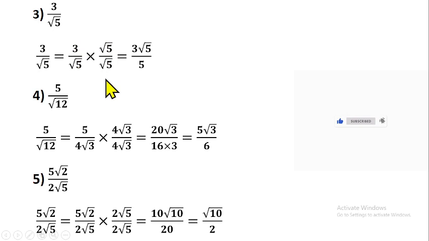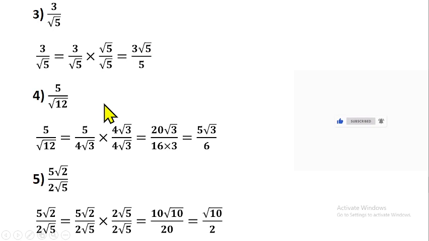Do you understand that now? So you are using this root 5 to multiply up and down. So what's 3 times root 5? That's 3 root 5. So root 5 times root 5 equals what? 5. So the numerator is allowed to be in surd form, but the denominator is not allowed to be in surd form. I hope you understand that. Good. Let's go to the next question.